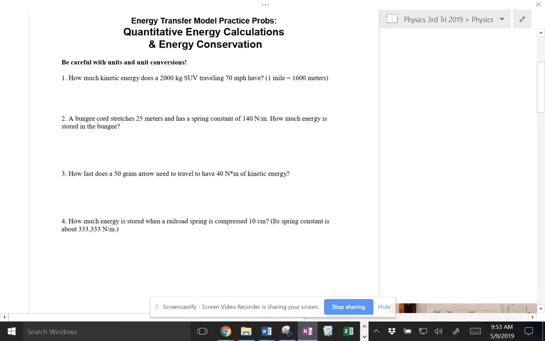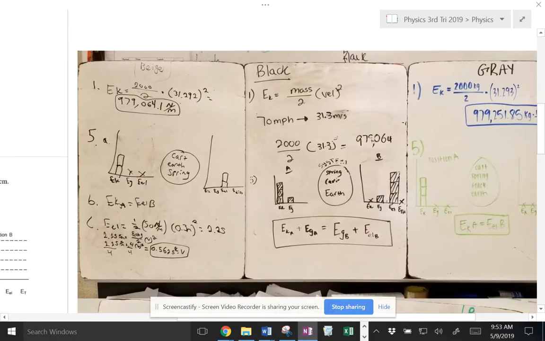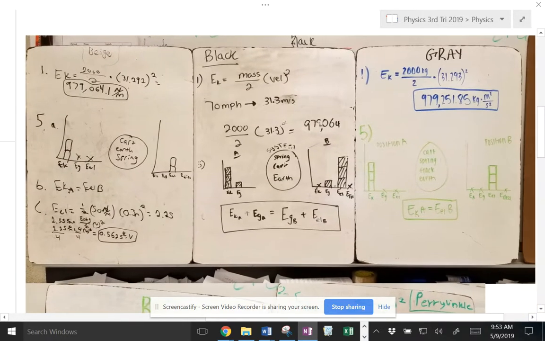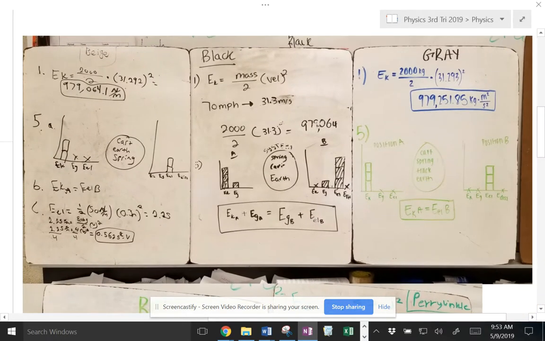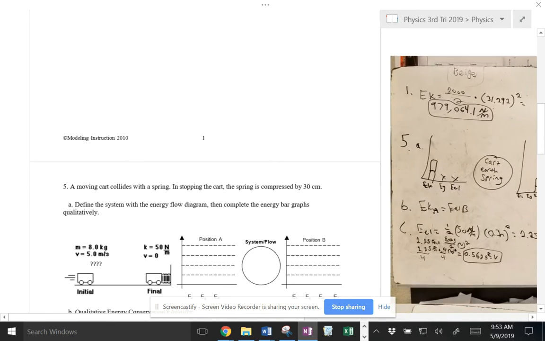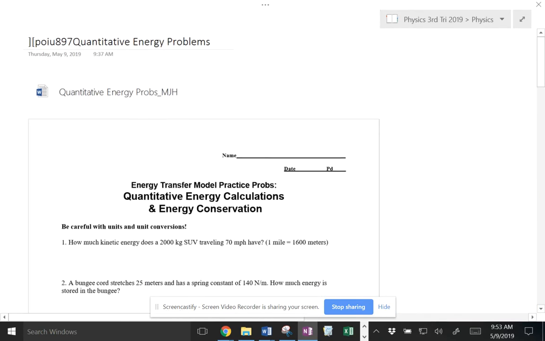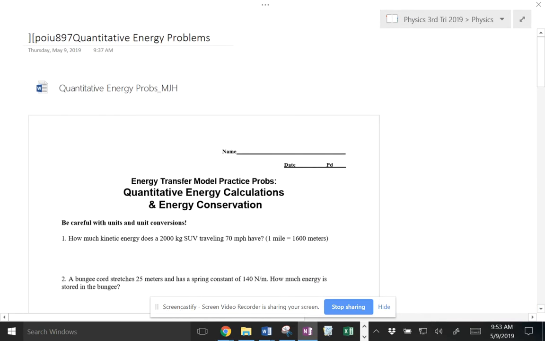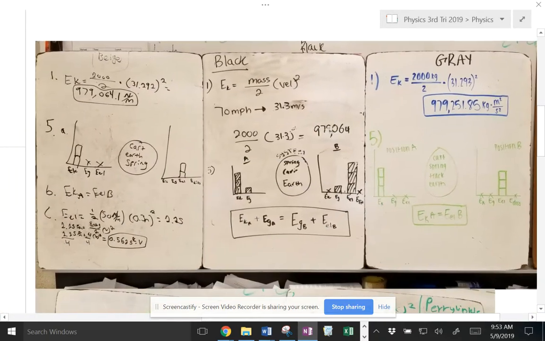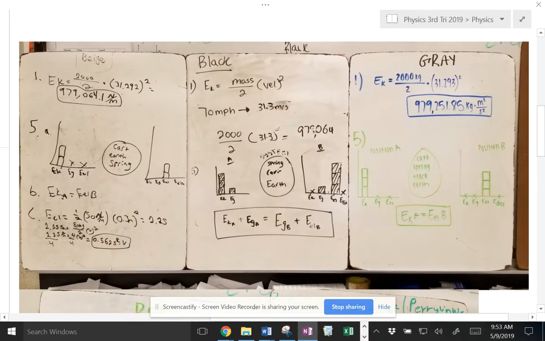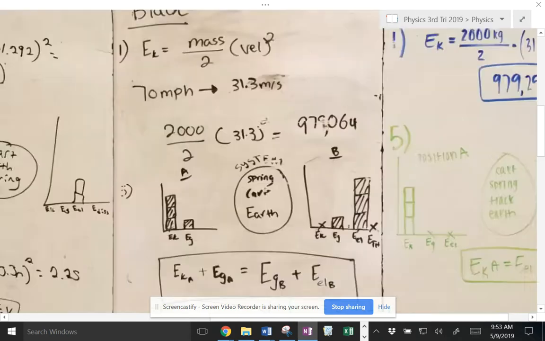Okay. So Yusuf, what are we gonna do? So you have the mass, which is 2,000 divided by 2, and then we would have to convert 70 miles per hour into meters per second, and then we would square that, and then the answer would be 979,064 for kinetic energy.